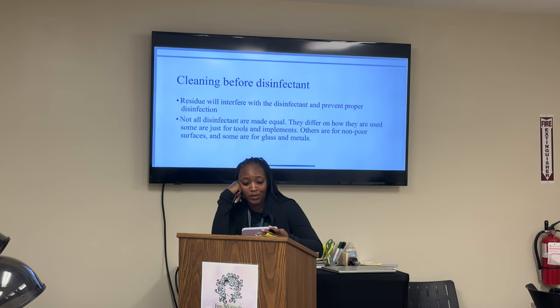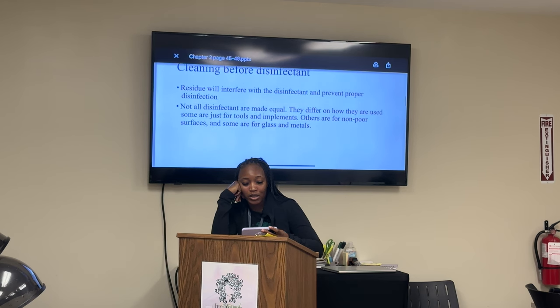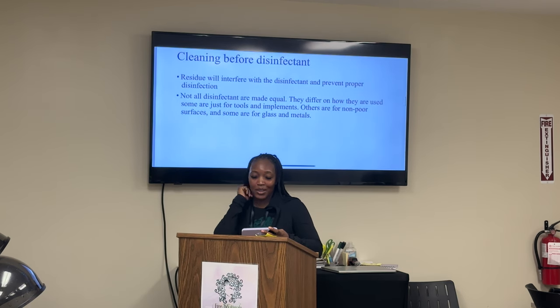Cleaning before disinfecting. Residue will interfere with the disinfectant and prevent proper disinfection. Not all disinfectants are made equal. They differ in how they are used. Some are just for tools and implements, others are for non-porous surfaces, and some are for glass and metal.